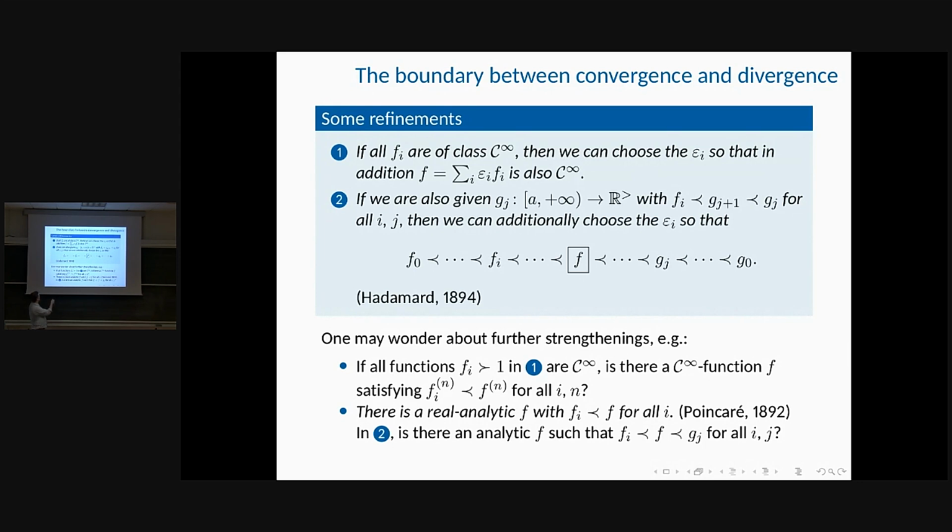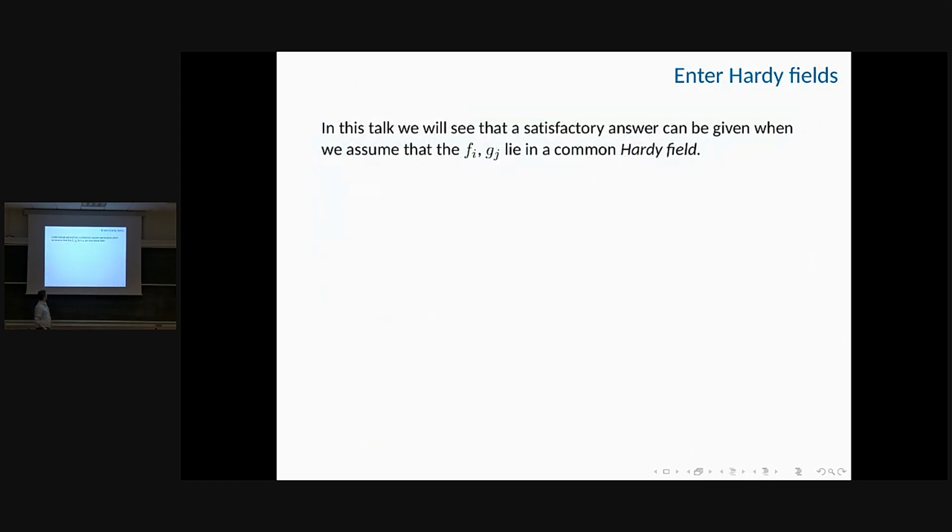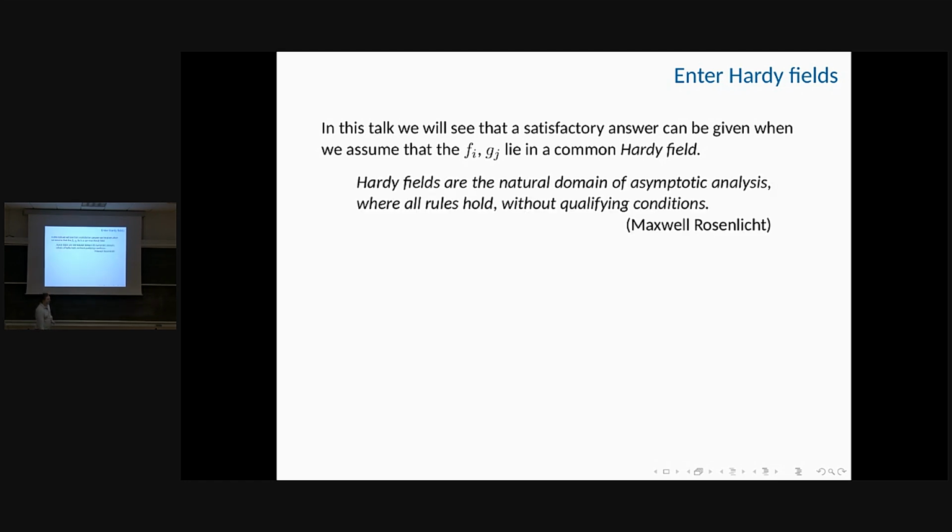But then you can also ask, what about the second situation? If I have an upper bound, can I also find an analytic function that does both? And what I want to show in this talk is that these last two refinements also have positive answers, at least if you assume that these f's and the g's lie in what we call a Hardy field. And this is what a Hardy field is.